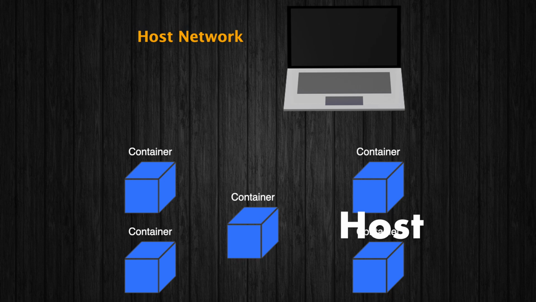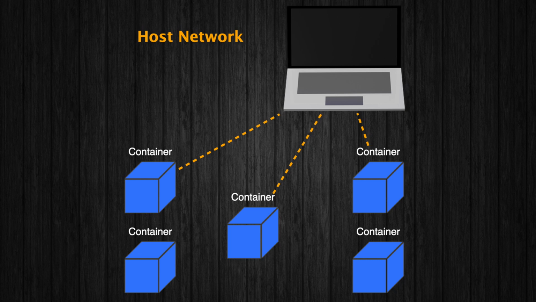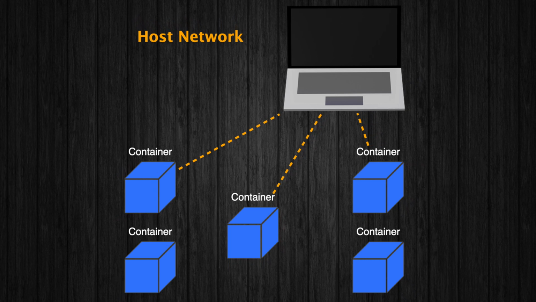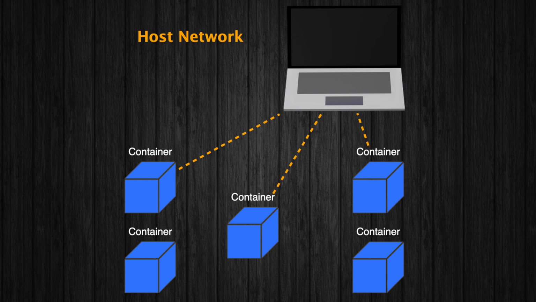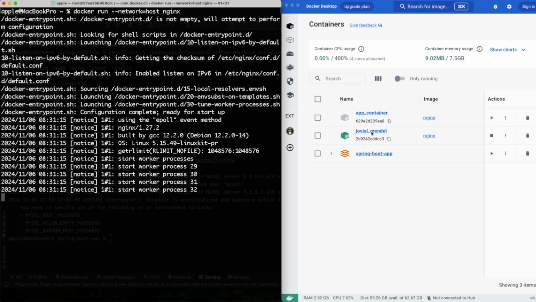Host network. This connects the container directly to the host's network stack. It's like letting your container use the host's IP address. This is useful for performance-heavy tasks, but be careful. It has fewer isolation benefits. Run docker run --network=host nginx.